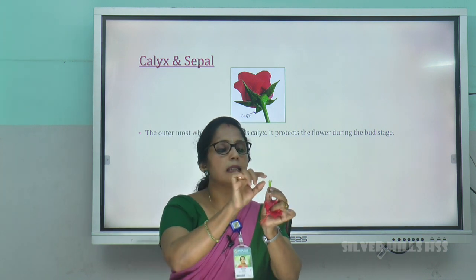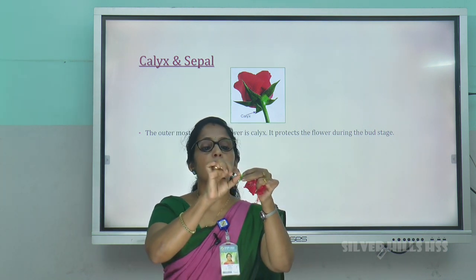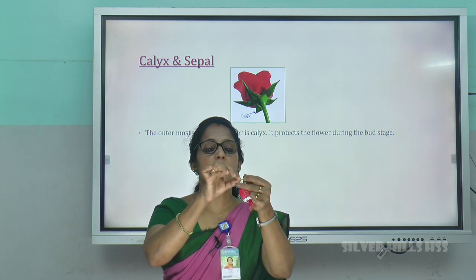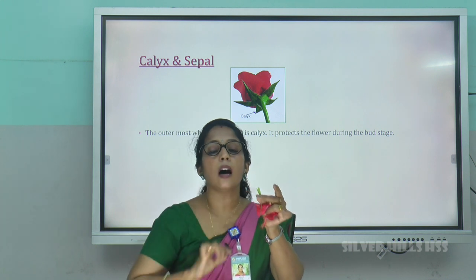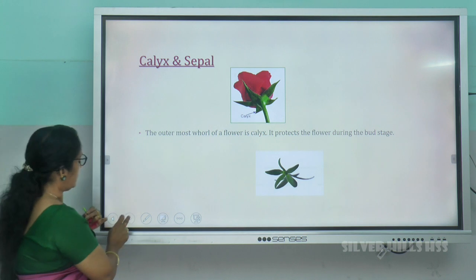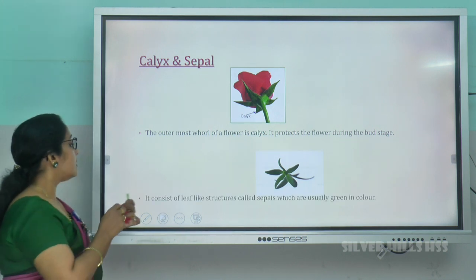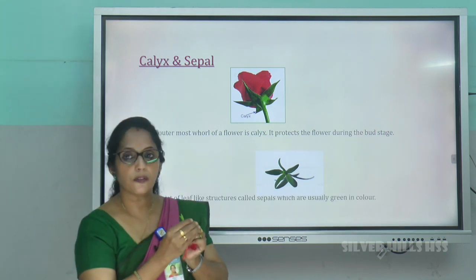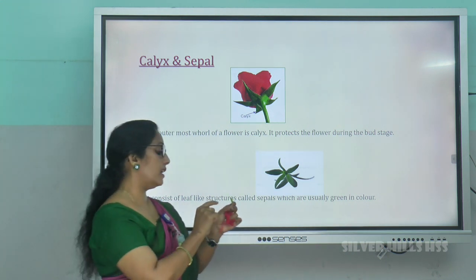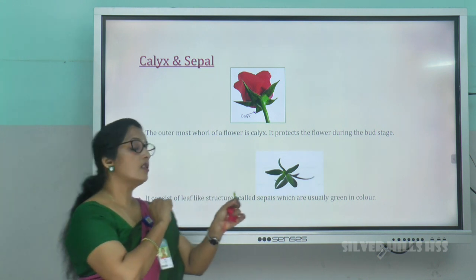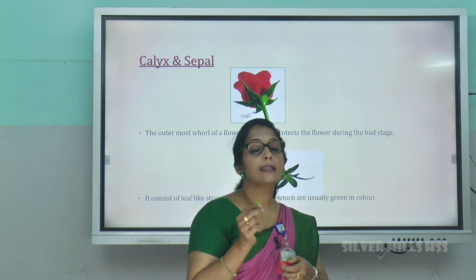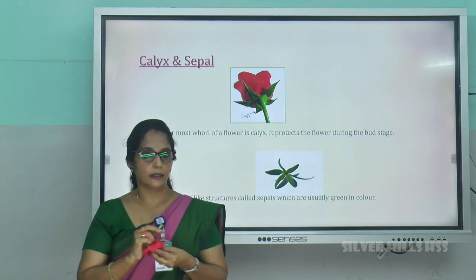Now you can see some leaf-like structures here on the calyx. These leaf-like structures are called sepals. So the calyx and sepal together consist the first whorl of the flower. Calyx will be protecting the flower in the bud stage, and the leaf-like structures seen on the calyx are called sepals. Usually sepals are green in color.